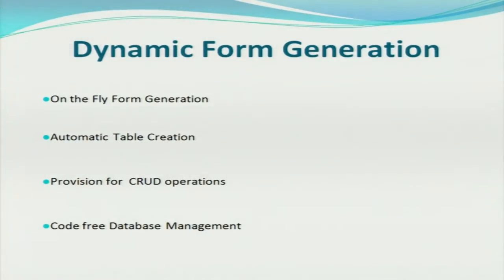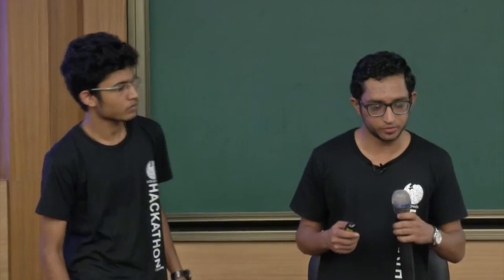Dynamic form generation. The first feature of RBAC is dynamic form generation. Through RBAC, you can create dynamic forms, and along with this dynamic form generation, RBAC will automatically create tables for you in the database. Then, provision for creation, updation, deletion, and viewing of these forms is already provided in the RBAC system. Thus, the main point behind all of this is code-free database management and code-free form generation. Now, Prateek will explain the rest of the features.